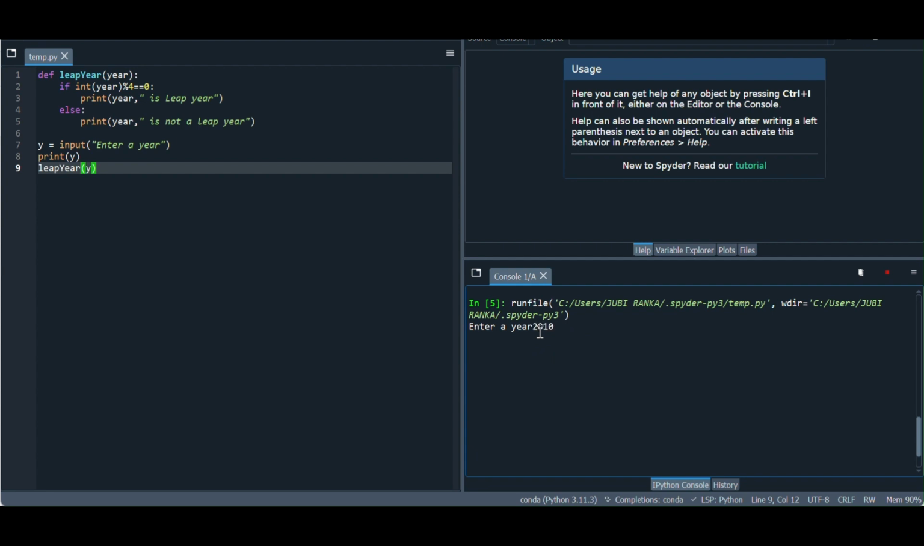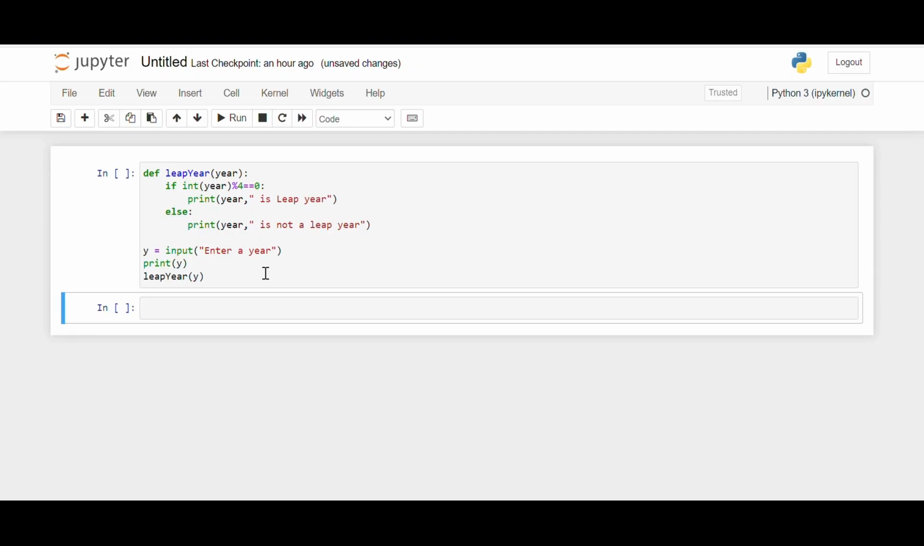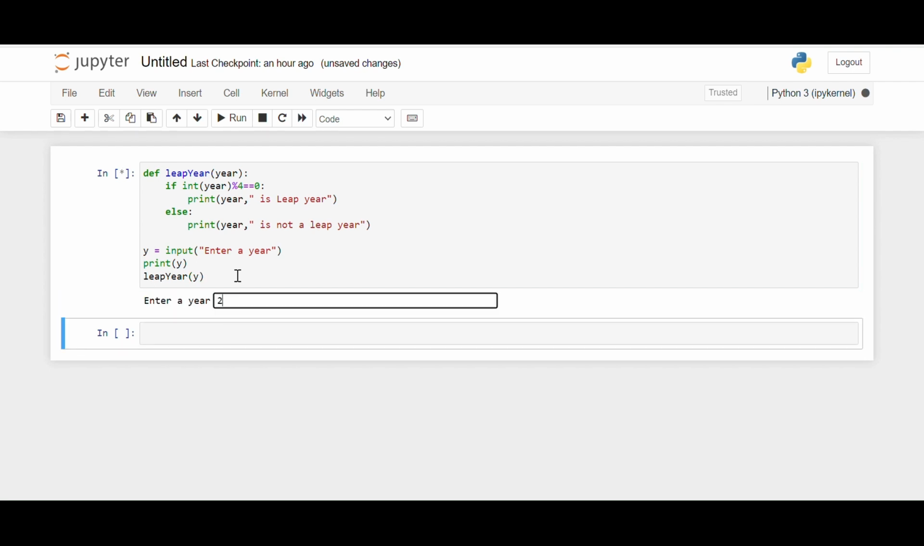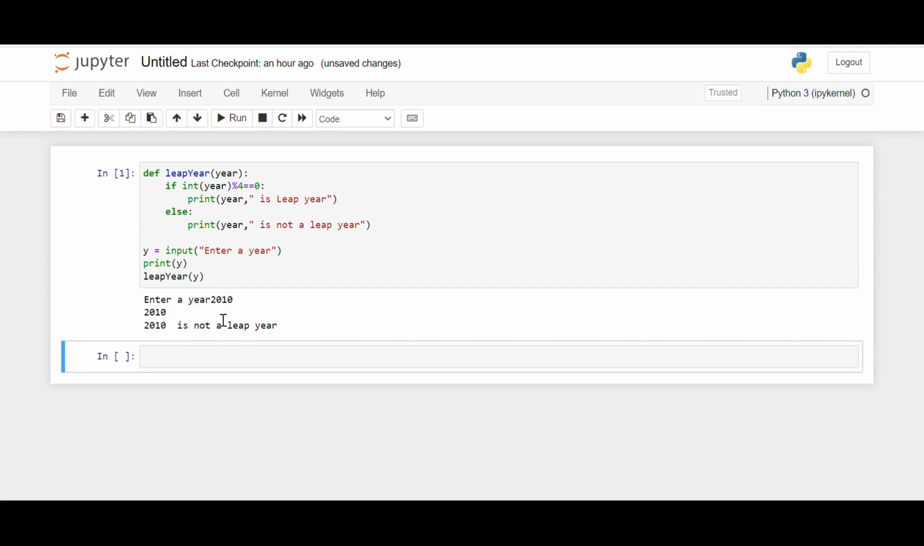Let me enter 2010. It has given me an output that it is not a leap year. It has run the entire file. I've written small code only. I've pasted the same code in Jupyter, which is a notebook. As I run it, it is going to produce the same output.